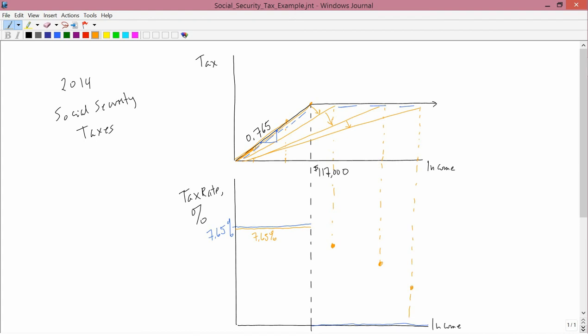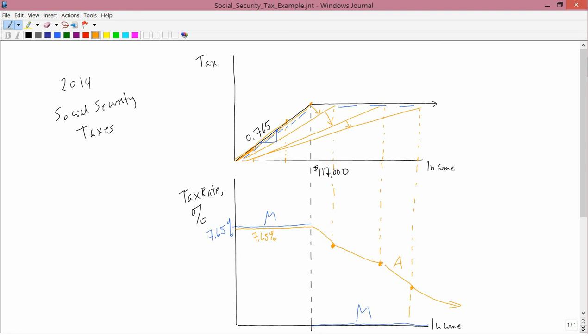But it's still not going to be zero, and so if you connect the dots, you can see that this is the average here, the average is going to fall. Remember what happened with the marginal. The marginal was constant below 117, and it was constant after 117 too, but after 117 it was zero. So what'll end up happening is that the average will asymptotically approach zero as income goes to infinity, but it'll never actually get to zero.